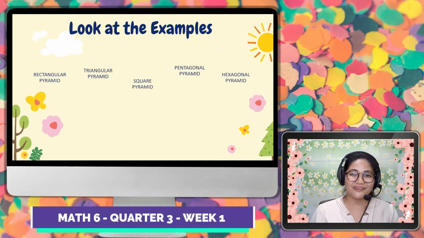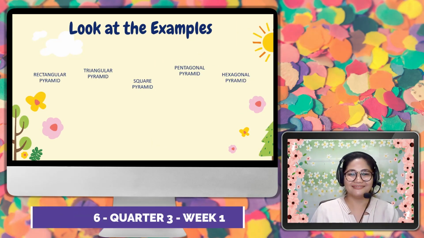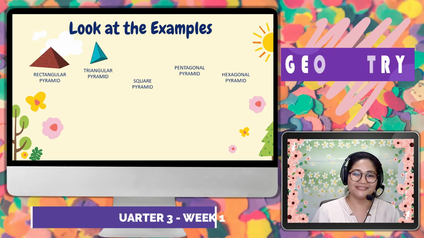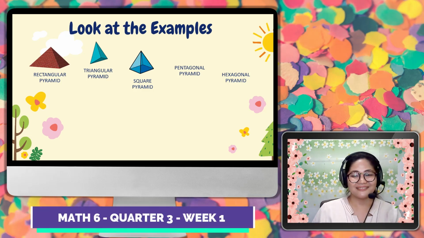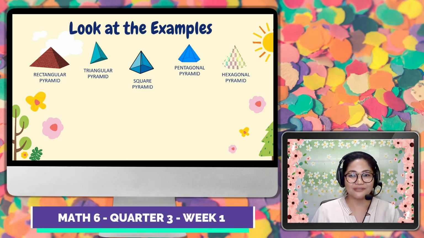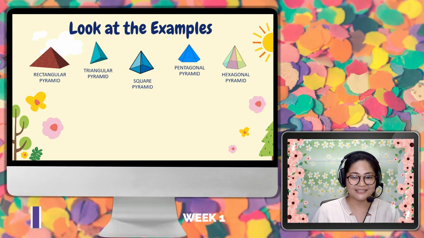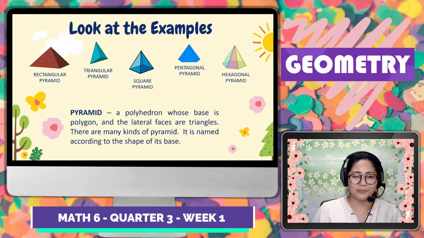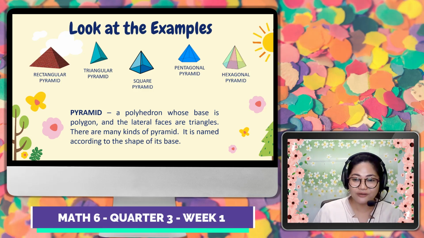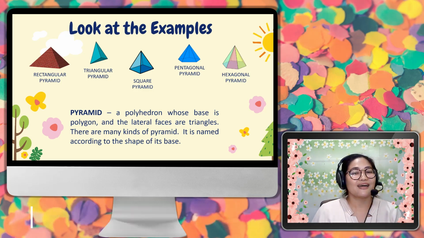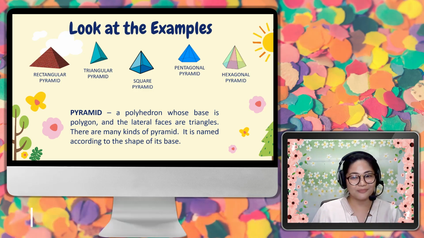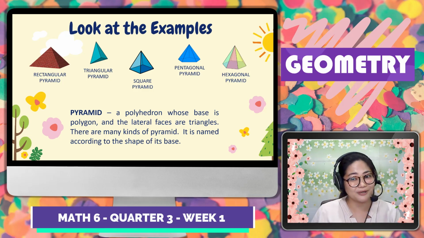Take a look at another examples. We have here rectangular pyramid, triangular pyramid, square pyramid, pentagonal pyramid, and hexagonal pyramid. All of these are pyramids. A pyramid is a polyhedron whose base is polygon and the lateral faces are triangles. There are many kinds of pyramid. It is named according to the shape of its base. Have you seen a pyramid?